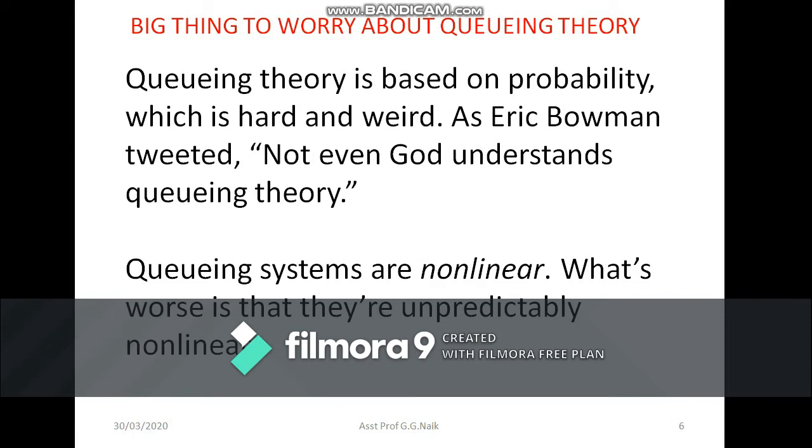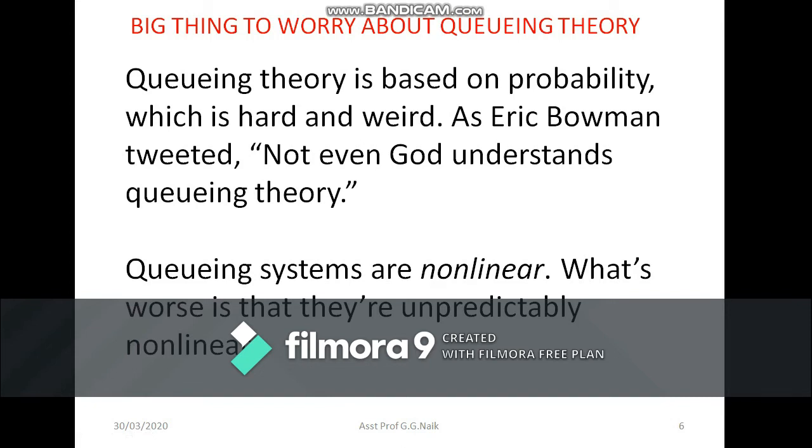That means we can make assumptions that the length of the line should be this much, the customers in the line should be this much. So these are just probabilities. There is no fixed assumption we can make out of that, and that's why the famous Eric Bowman tweeted that not even God understands queuing theory.